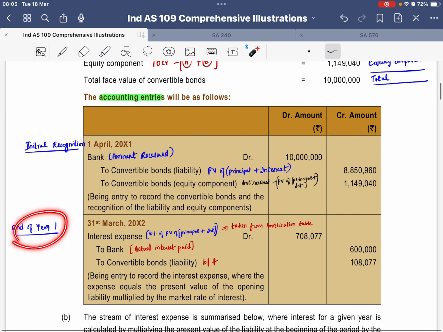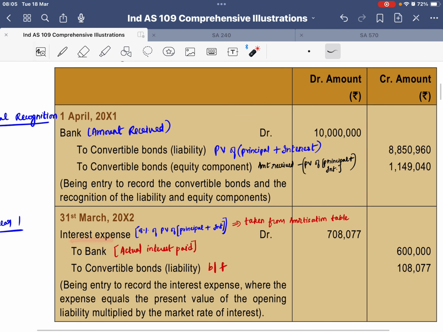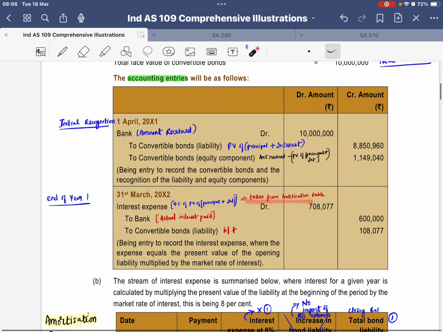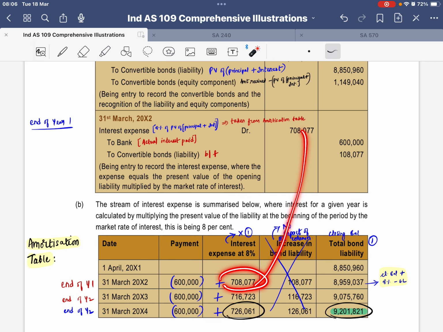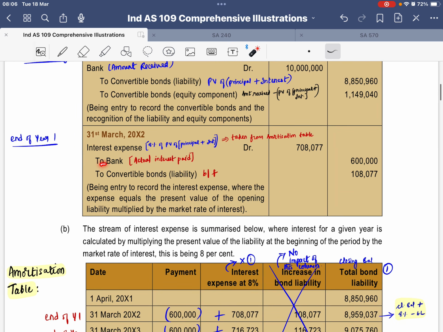End of year 1. Interest expense, 8% of present value of principal plus interest. This is taken from the amortization table. This is the amortization table, and this is the 8% interest. To bank, the actual amount that is paid. To convertible bonds liability, this is the balancing figure.